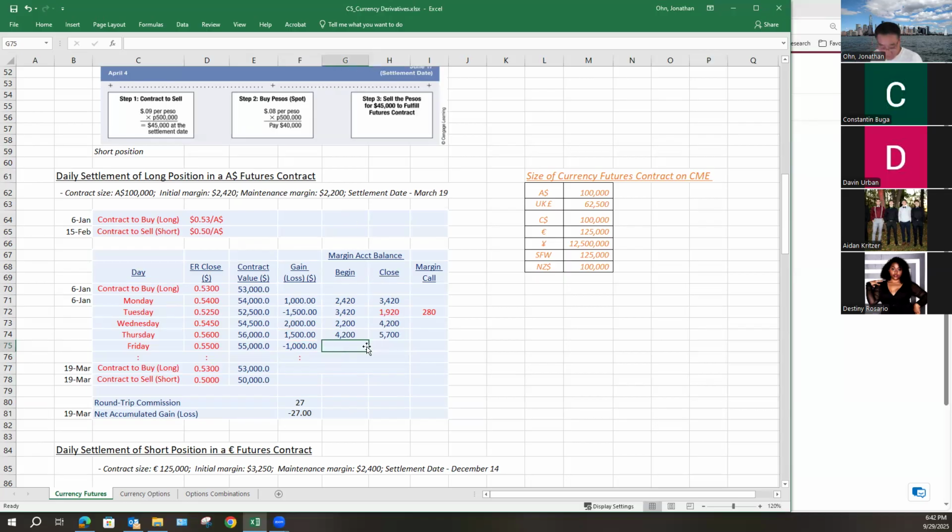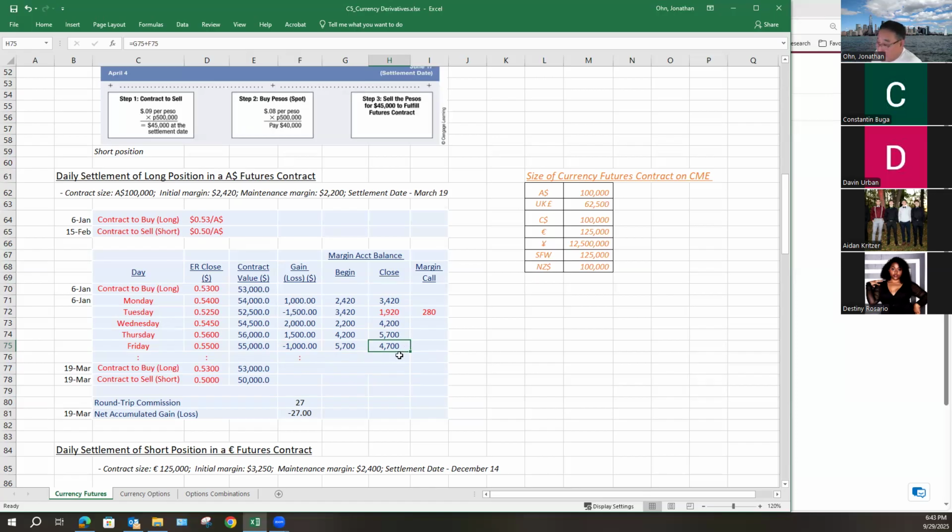So that will be your beginning balance on Friday. And on Friday you lost $1,000. So your ending balance will be $4,700. So you don't have any problem here. You don't have any problem.